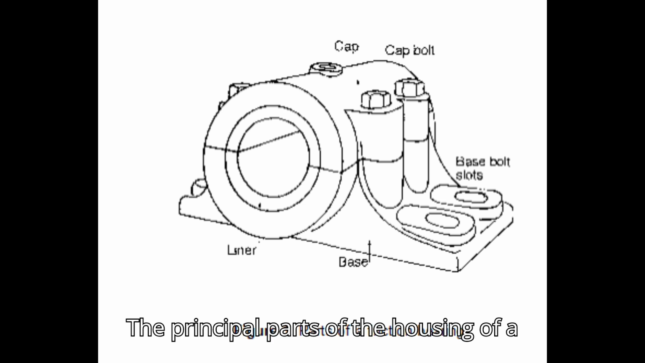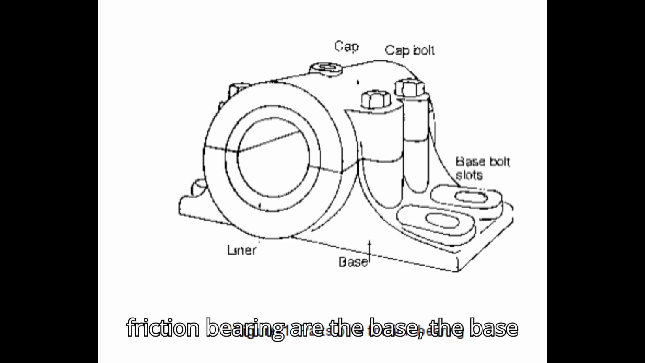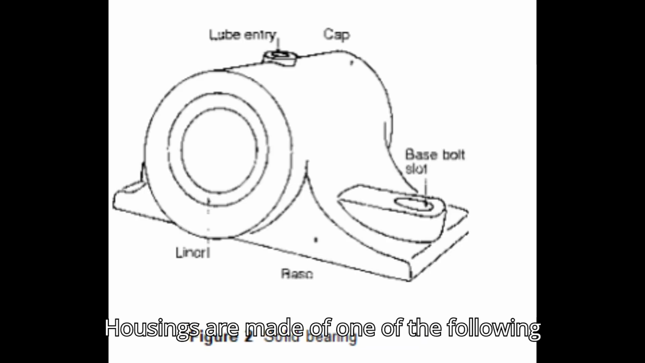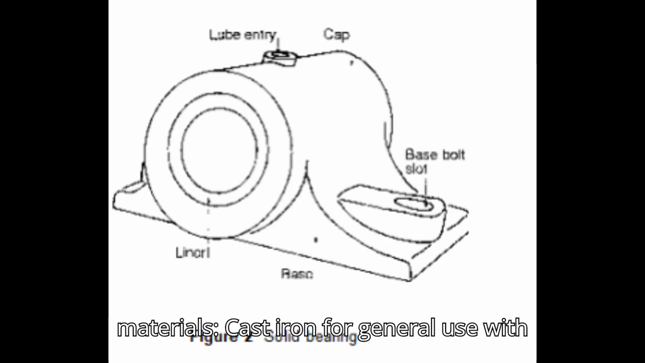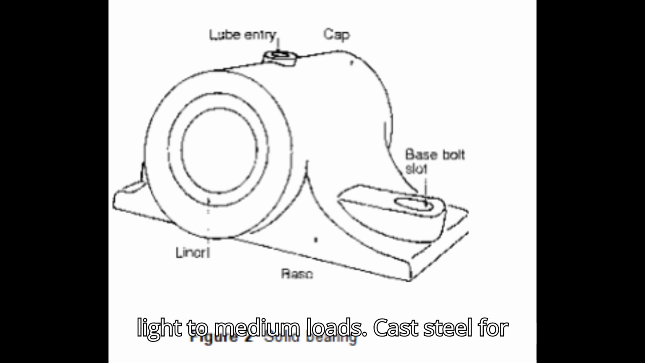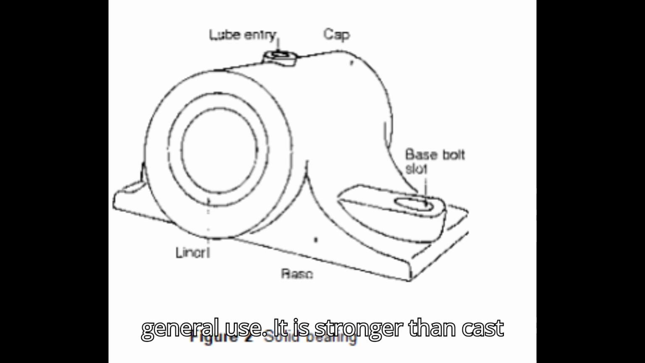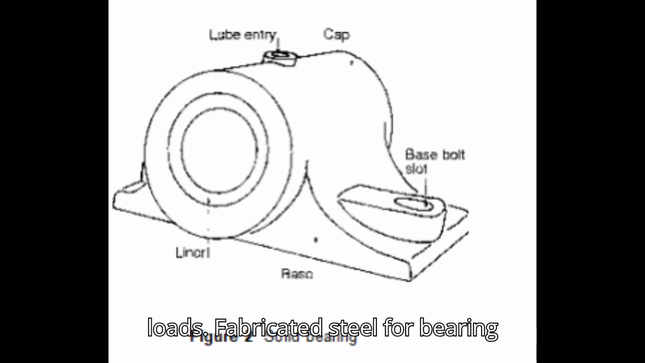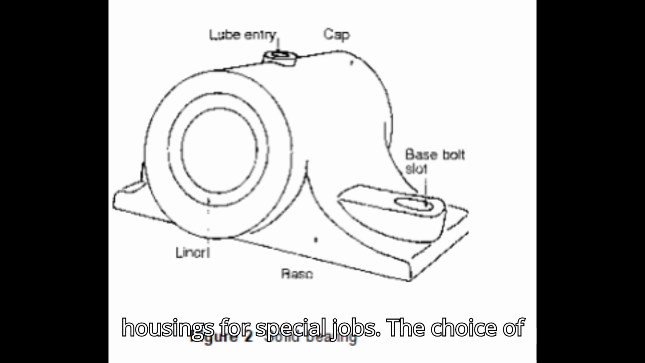The principal parts of the housing of a friction bearing are the base bolt slots, the cap, and the cap bolt holes. Housings are made of one of the following materials: cast iron for general use with light to medium loads; cast steel for general use, which is stronger than cast iron and can be used for light to heavy loads; fabricated steel for bearing housings for special jobs.